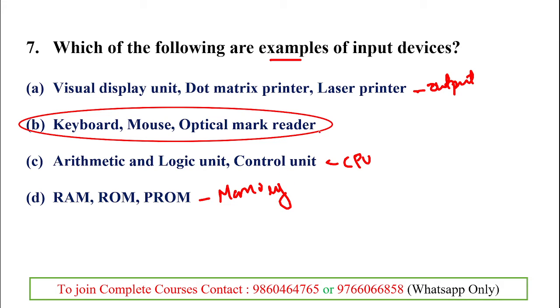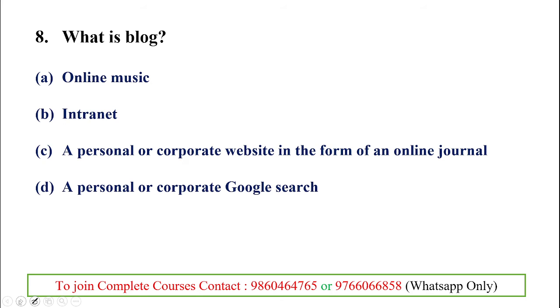Okay, so in some questions you will see odd man out, where many options are given. For example, visual display unit, keyboard, dot matrix printer, laser printer. You can easily find that the keyboard is the odd man out because it is an input device, and you can see the vice versa also. Okay, and next question, what is a blog?